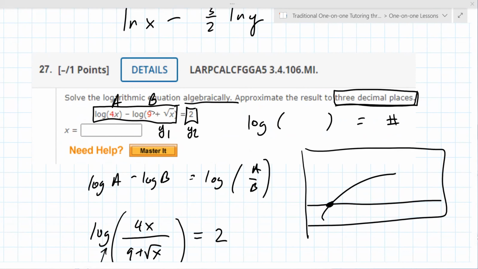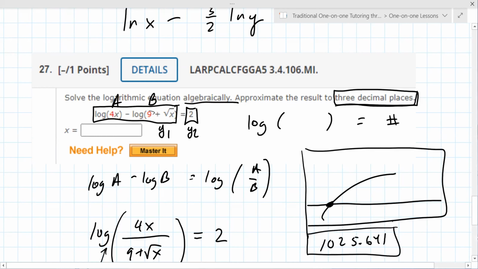I am going to get you the answer at least. I feel like it's reasonable to do here. Wow, you got to go way out on that. All right, so the answer is 1025.641 is what I get for that. Yeah, that works. Thank you.